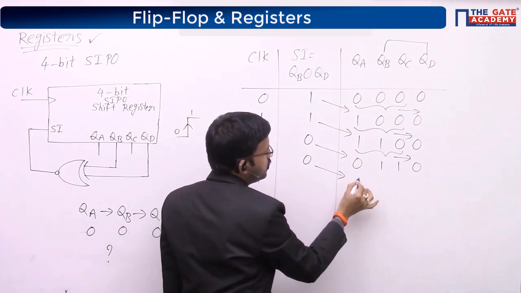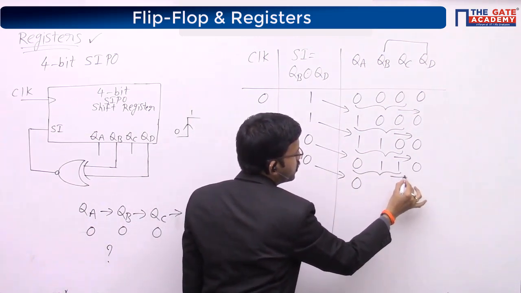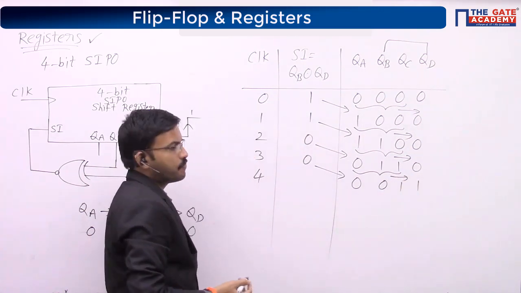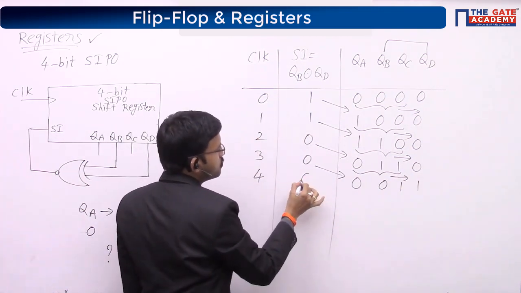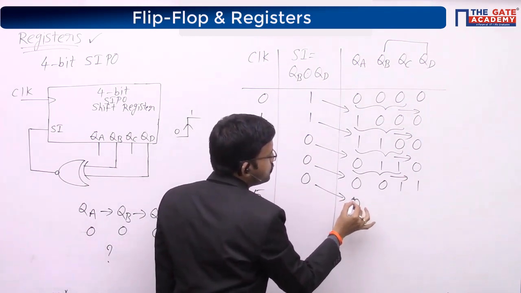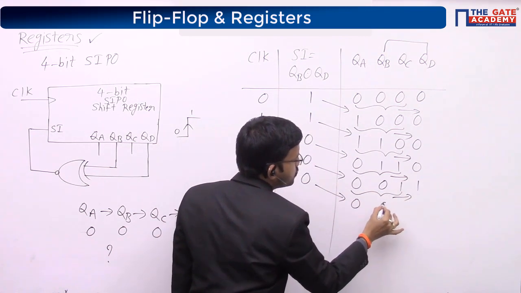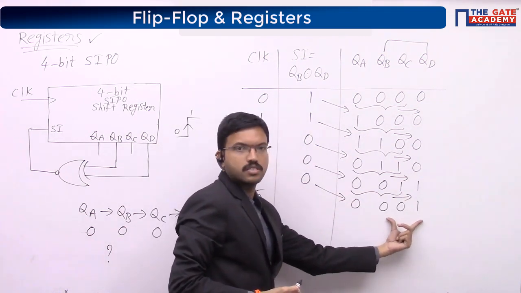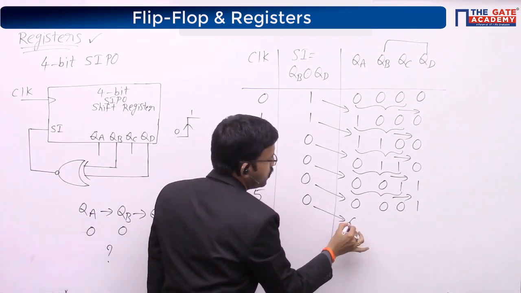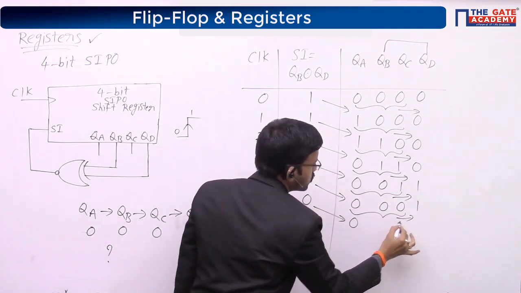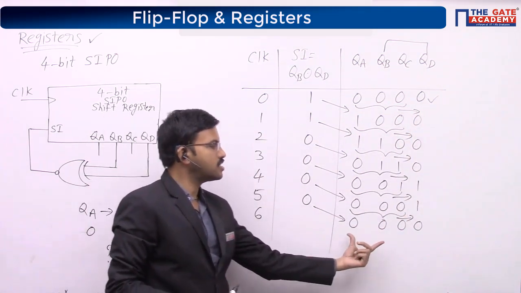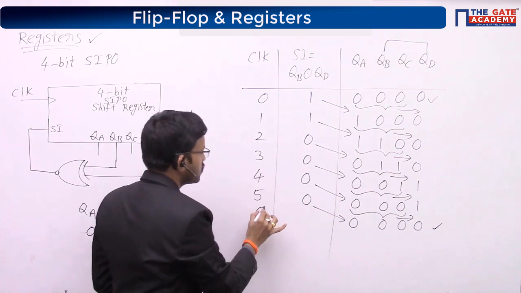Fourth clock pulse. This 0 will come here, and these 3 bits will get right shifted. 0 1 1. Here 0 1 is different, so the output is 0. Fifth clock pulse. This 0 will come here, and these 3 bits will get right shifted. Next, 0 1 means different, so the output is 0. Sixth clock pulse. This 0 will come, and these 3 bits will get right shifted. So we started with 4 zeros, and we get the same status after applying 6 clock pulses.